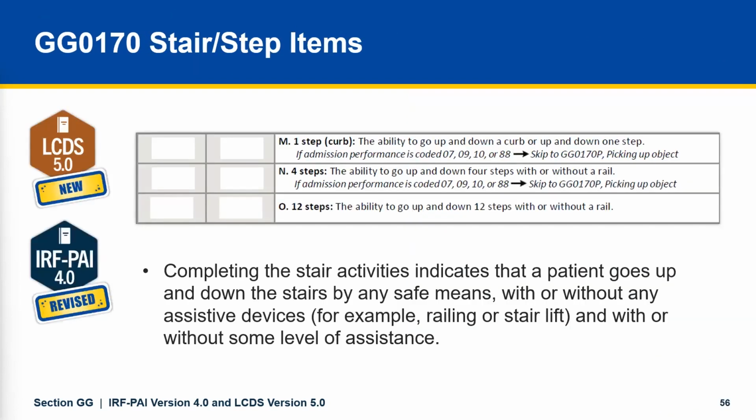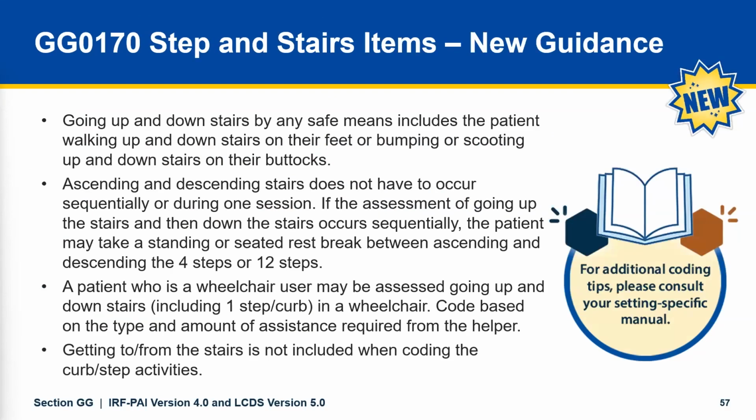When assessing the GG0170 stair step items, consider this. Completing the stair activities means that a patient goes up and down the stairs by any safe means, with or without any assistive device and with or without assistance. Examples of assistive devices that can be used include a railing or a stair lift. Going up and down stairs by any safe means could also include the patient who is safely bumping or scooting up and down the stairs on their buttocks. In other words, it is not limited to a patient who walks up and down stairs on their feet.